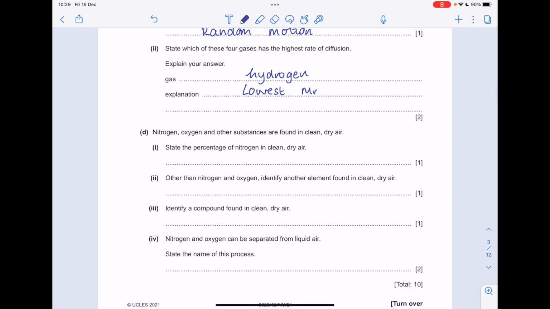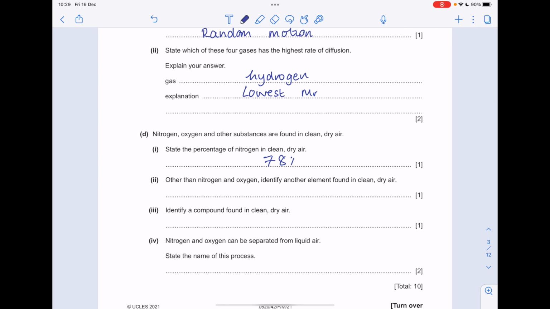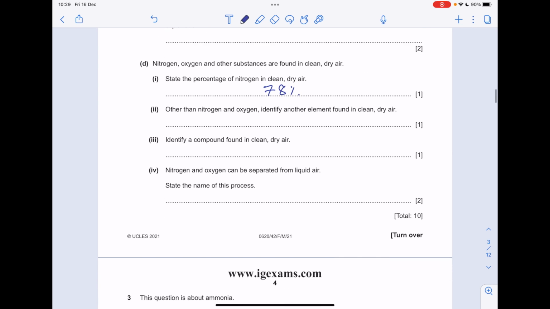Nitrogen, oxygen and other substances are found in clean, dry air. State the percentage of nitrogen in clean, dry air. It's actually 78%. Other than nitrogen and oxygen, identify another element found in clean, dry air. So we can't talk about water vapour or carbon dioxide because we're after an element. Let's pick argon, which is a noble gas. Identify a compound found in clean, dry air. Again, we can't use water here because the air is dry, so we're going to say carbon dioxide.